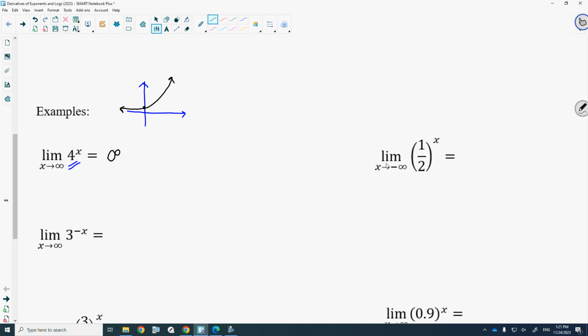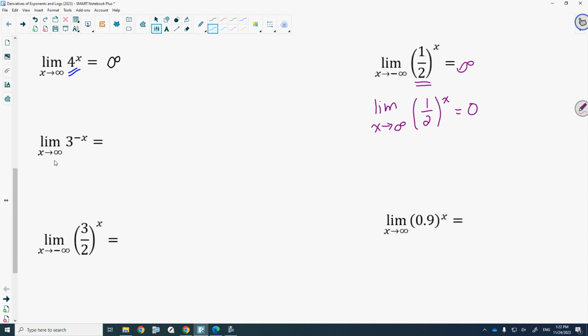For this one, the limit as x approaches negative infinity of 1/2 to the power of x. So 1/2 is going to be a decay function, y-intercept of 1. And what this one's asking is as x approaches negative infinity, so as x gets smaller, what's happening to our limit? Our limit is approaching infinity. Conversely, I could say, what would the limit as x approaches infinity of 1/2 to the power of x be? So that would just be saying as x gets bigger and bigger and bigger, what is our limit approaching? And this would be getting closer and closer to 0. So our limit would be approaching 0.